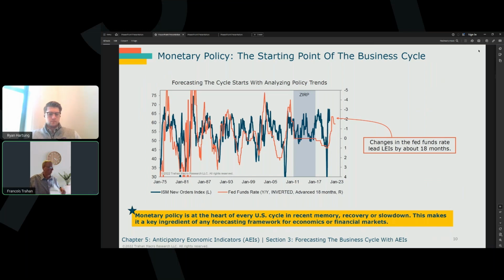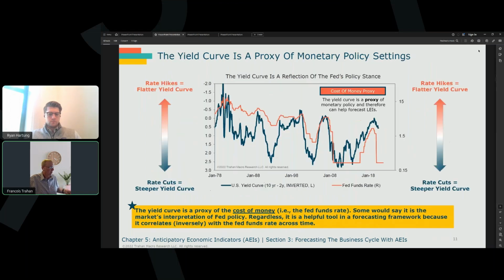So if you look at page 11, here is the Fed funds rate with the slope of the yield curve. We have mathematically inverted it just to show that Fed easing usually means a steepening yield curve. Fed tightening usually means a flattening yield curve.